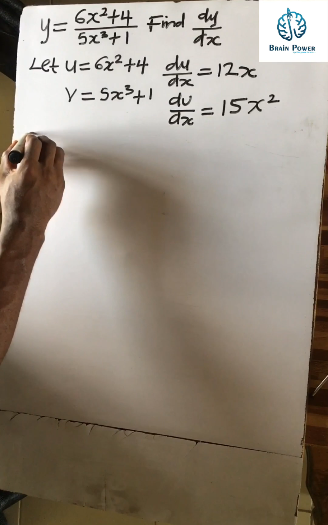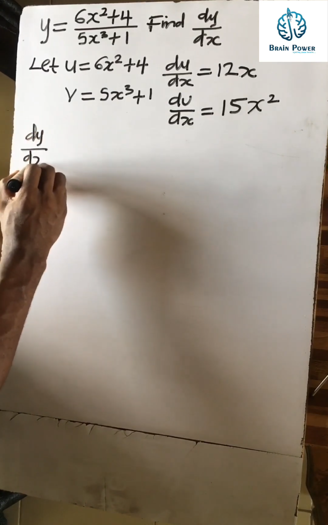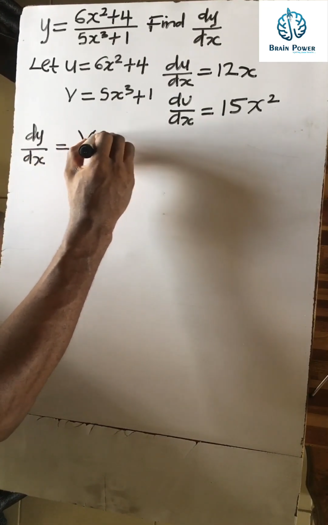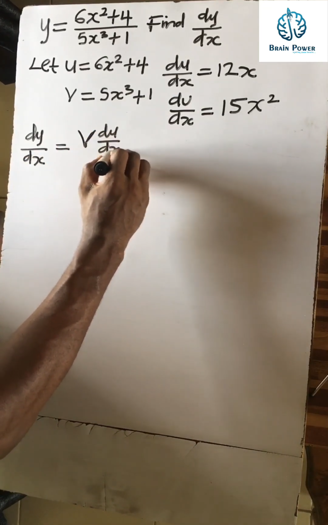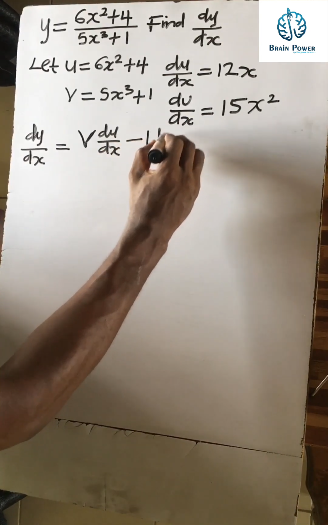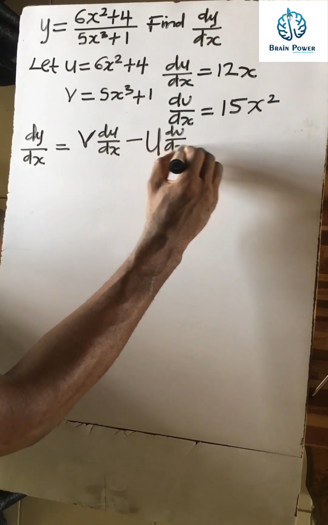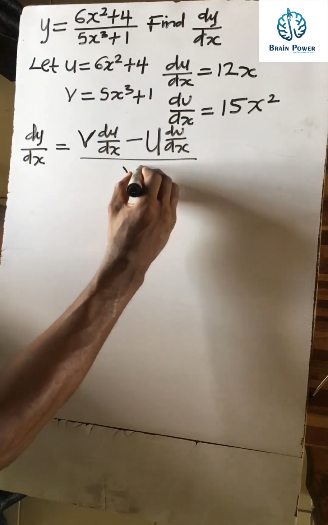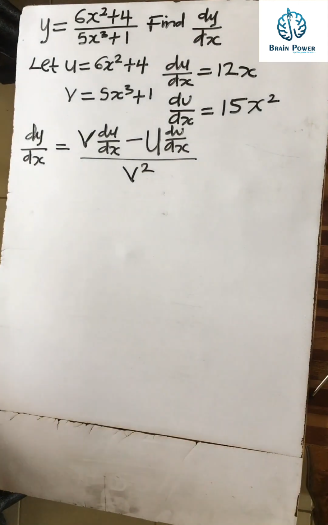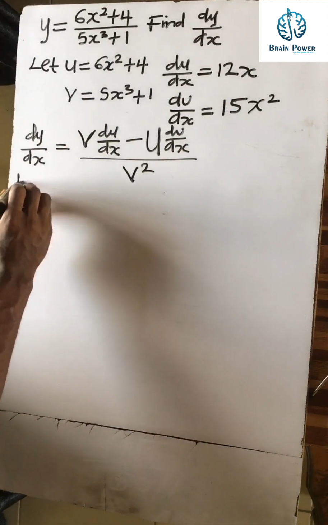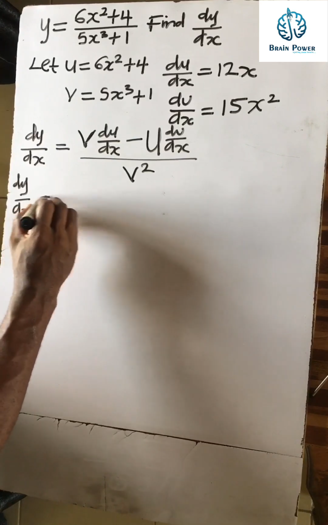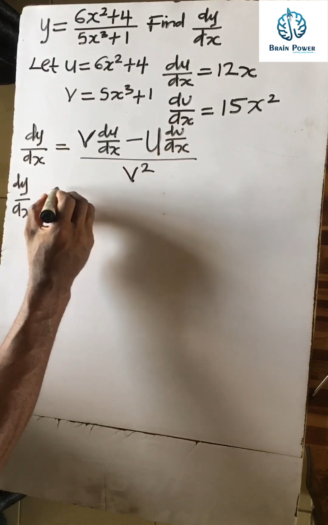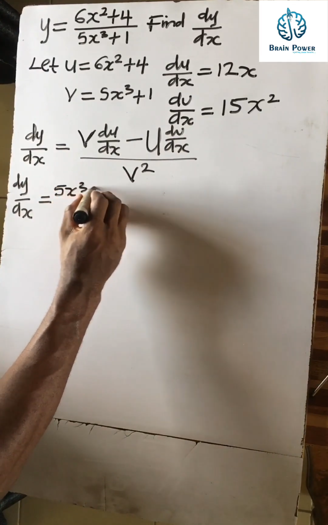So dy/dx equals v du/dx minus u dv/dx, then divided by v squared, because it's a quotient rule. So we now have dy/dx equal to, we have our v to be 5x to the power of 3 plus 1, 5x to the power of 3 plus 1.